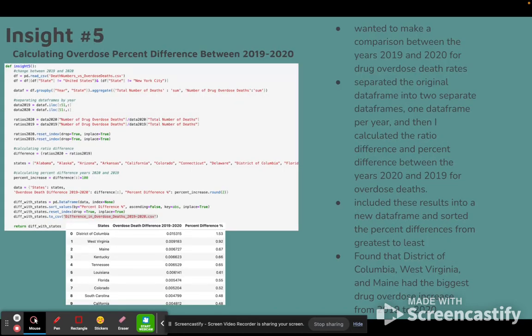So for my insight number five, calculating overdose percent difference between 2019 and 2020 was the goal. I wanted to make a comparison between these two years for drug overdose death rates. From my function, I separated the original data frame into two separate data frames, one data frame per year, and then I calculated the ratio difference and percent difference between the years 2020 and 2019 for overdose deaths. I then included these results into a new data frame and sorted the percent differences from greatest to least, using the absolute value. I found the District of Columbia, Virginia and Maine were the states with the biggest drug overdose increase from 2019 to 2020.